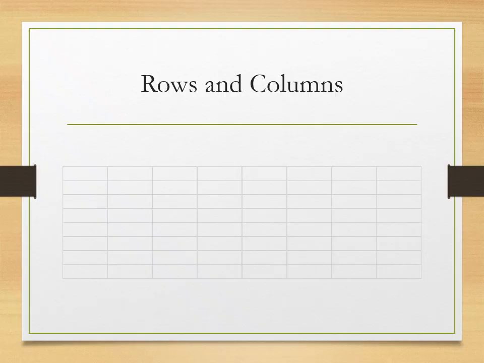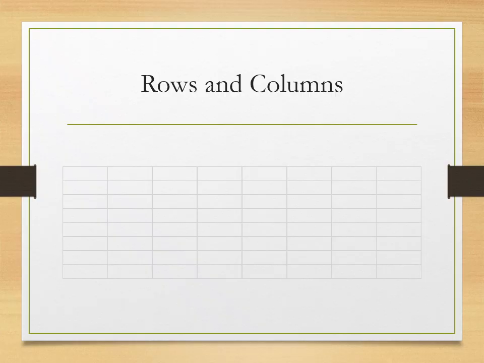The intersection between rows and columns forms a cell. We can see this where I'm hovering the cursor. We can call that a cell because it's the intersection between this column and this row. So it's this column and this row that form this cell.